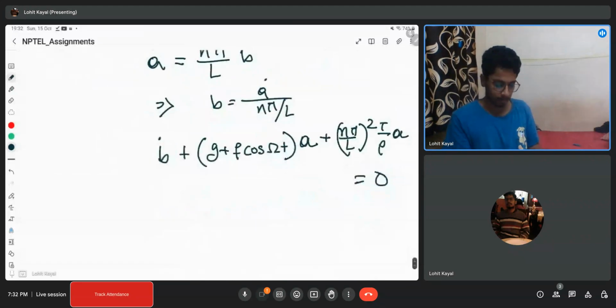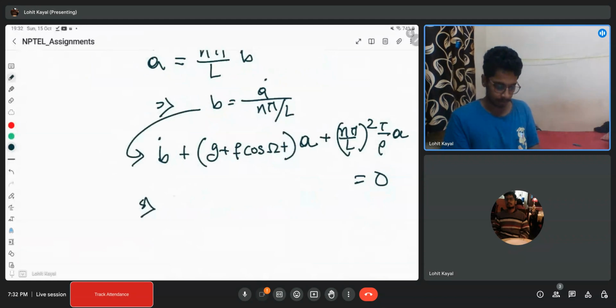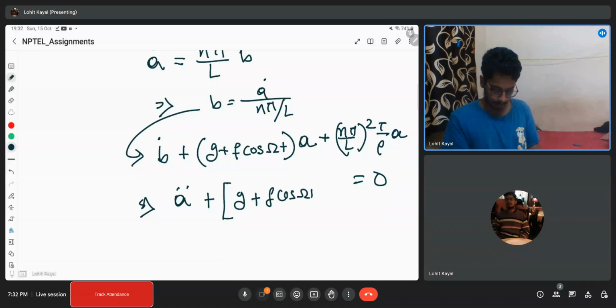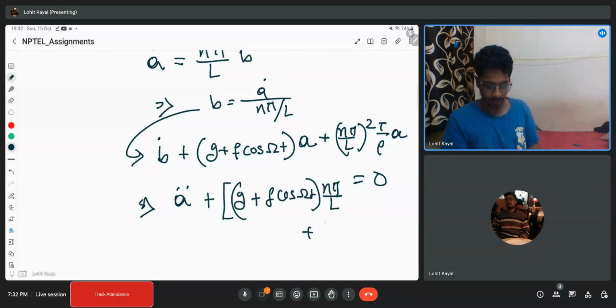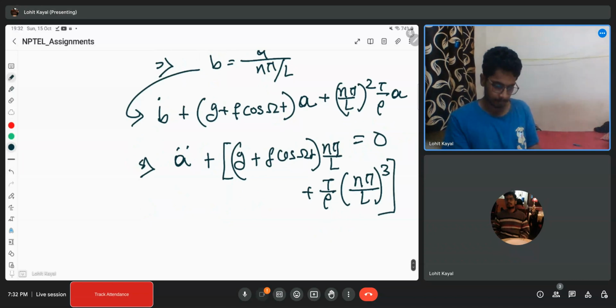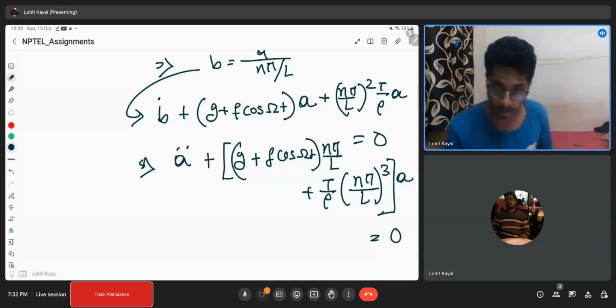Now your B dot, I can substitute from here. So I will get A double dot plus (G plus F cos omega t) n pi by L plus T by rho (n pi by L) whole cube, into A, is equal to 0. So this is your differential equation for A.